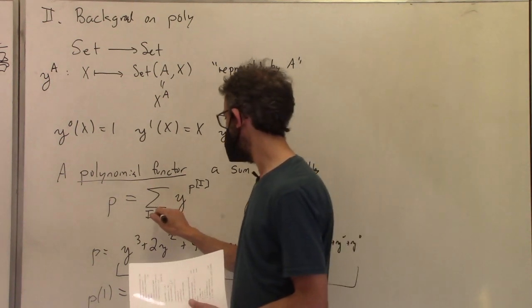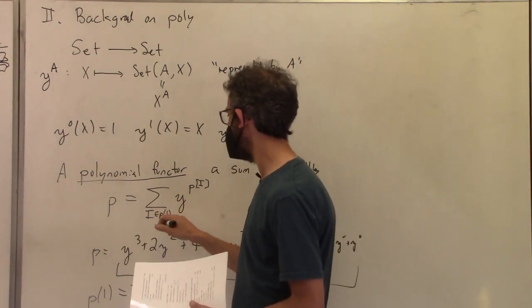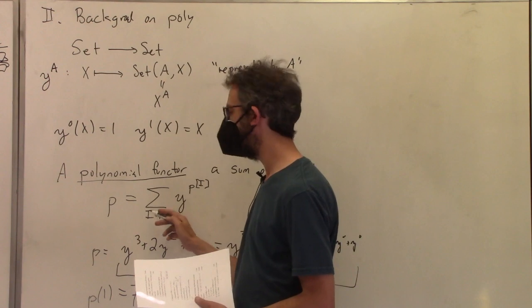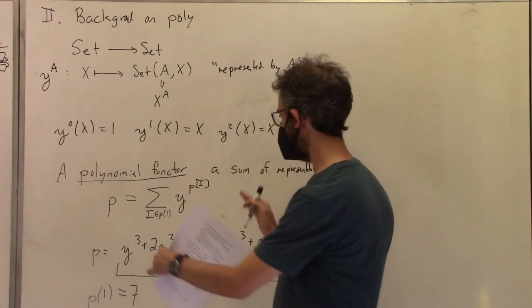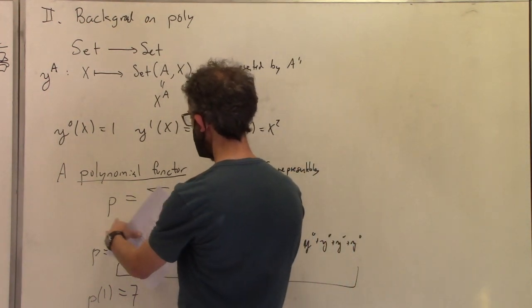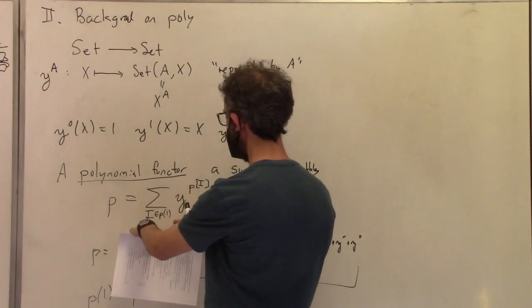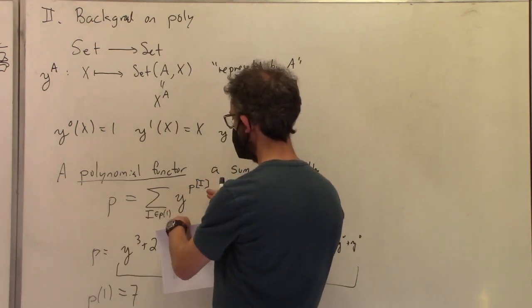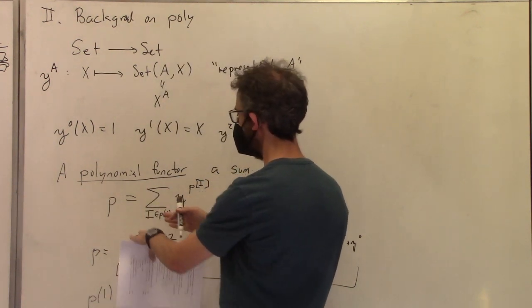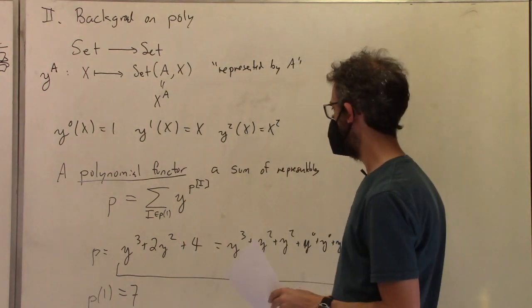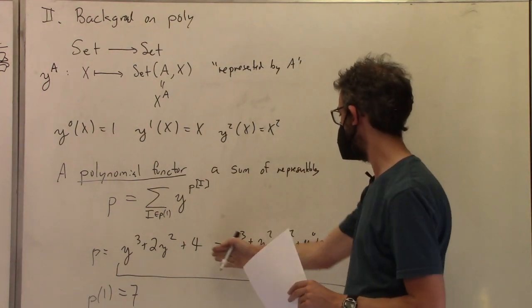And so I'm going to write P of 1 here, because evaluating P at 1 is the number of summands. So this is just a kind of compact notation that writes any polynomial as a sum of representables. The number of things in that sum is P of 1. This is just a compact notation for things like this.